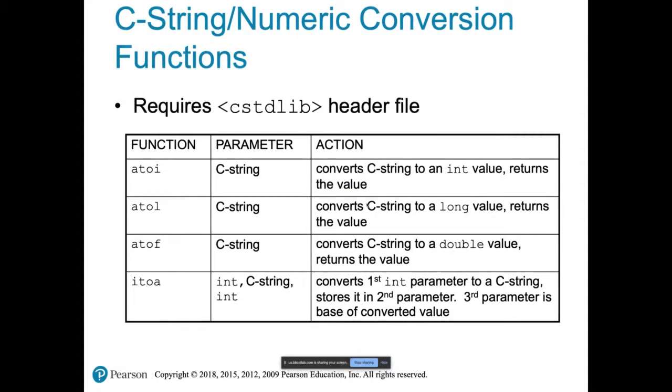Another preprocessor directive is sysdlib. I do not know why they come up with these preprocessor directive names. I think this is also one that is required if you want to use the exit status of success and failure. ATOI converts a C string to an int.